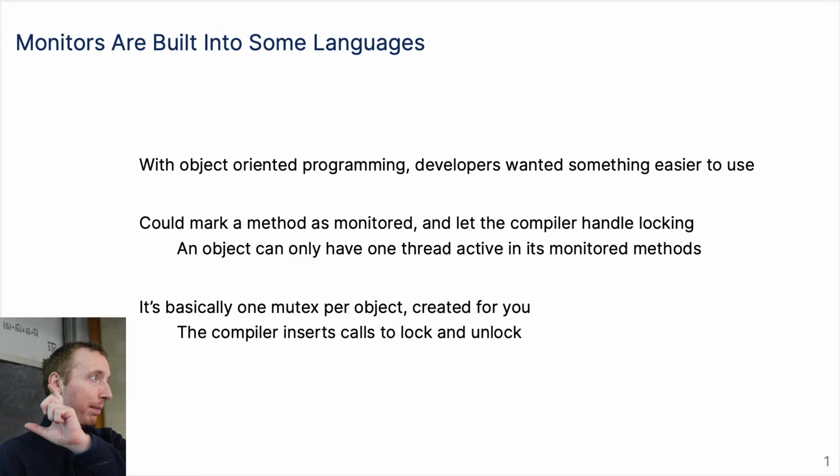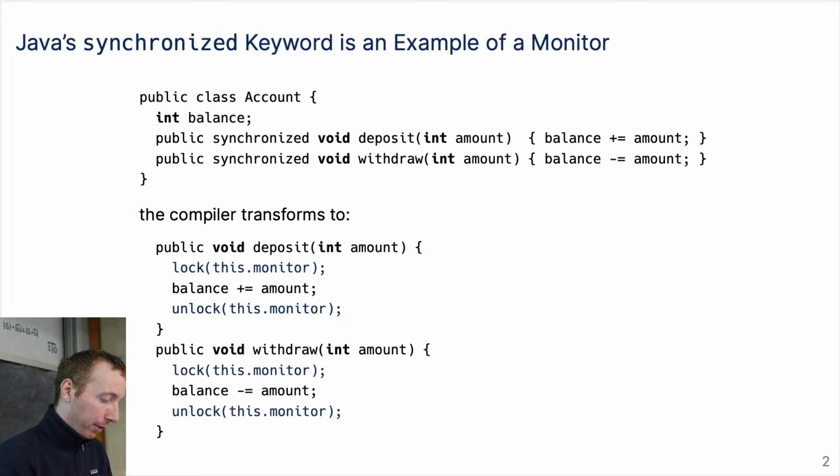You can mark a method as monitored, and then the compiler will handle creating a lock for you for that individual object. Any methods that you have with that certain keyword will automatically have a lock at the very beginning and then unlock right before they return. So you don't ever have to remember to have any type of locking yourself, and you're guaranteed you will have mutual exclusion between all your synchronized methods because they're going to use the same lock. Basically, it's just one mutex per object created for you. Any method that you say is monitored has lock and unlock added for you.